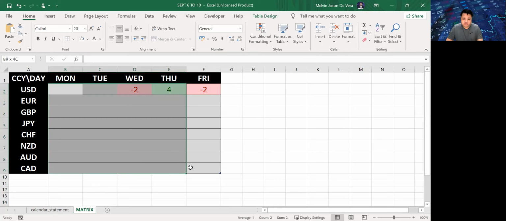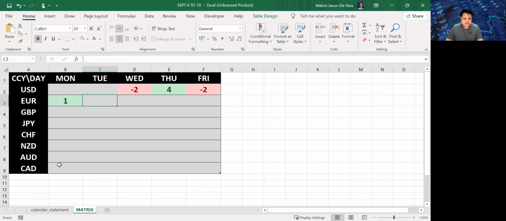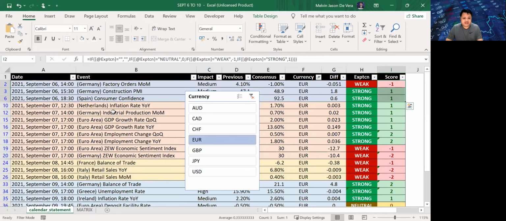Okay. So kung gusto niyo i-bold dito, just highlight and bold everything. Now let's go to the euro. All right. So we have a September 6. Highlight. Sum is positive 1. So go to the matrix 1. And then we go to September 7. Highlight for the September 7. And the sum is positive 5.